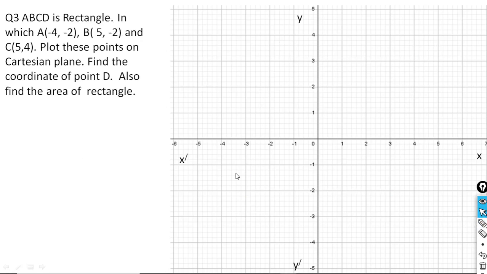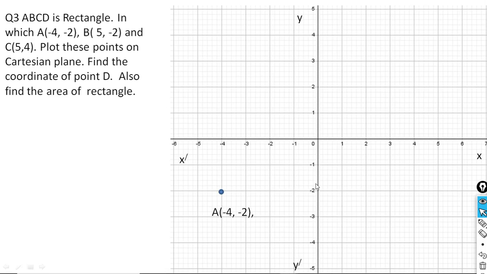Now here is the next problem. In this case, ABCD is a given rectangle. Three points are given to you. You need to find the fourth point and also find its area. Let us plot point A, (-4, -2), which is in the third quadrant. In fact, x is -4, y is -2, point A.